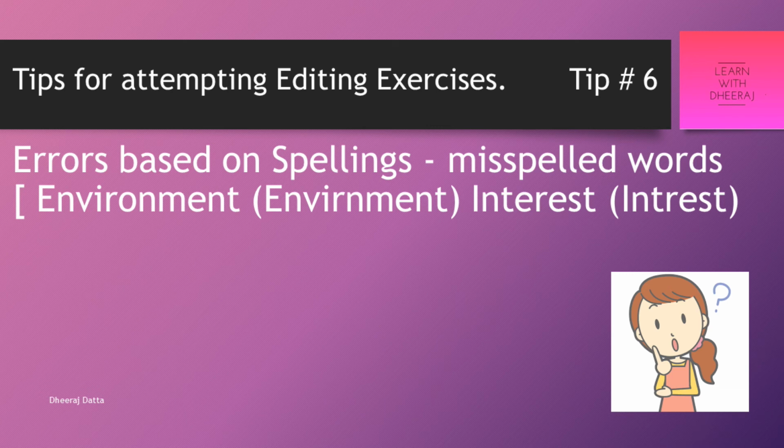Some tricky words like environment are totally different from the way we pronounce them. For example, environment, the correct spelling is ENVIRONMENT, but some children write wrong spellings. Similarly, there is one more word like interest. Okay, some children write it as INTREST, which is wrong, but the pronunciation is exactly like the word written in bracket, but the correct spelling is the one which is outside the bracket, like INTEREST.